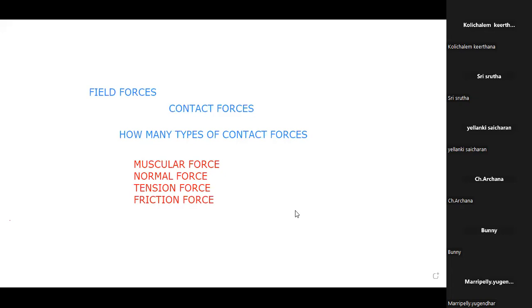Friction is necessary in our life. Very good, good quotations are being given. But what is the friction force? How will the friction forces be developed?